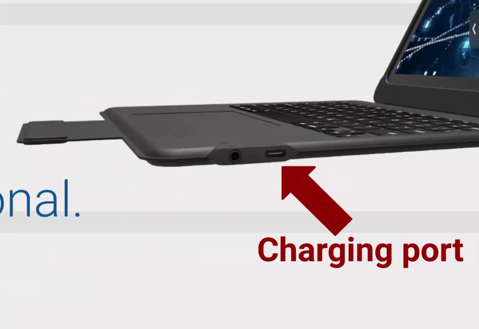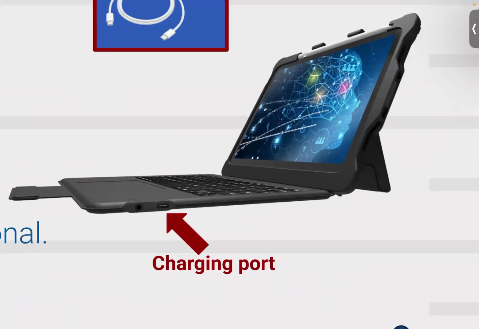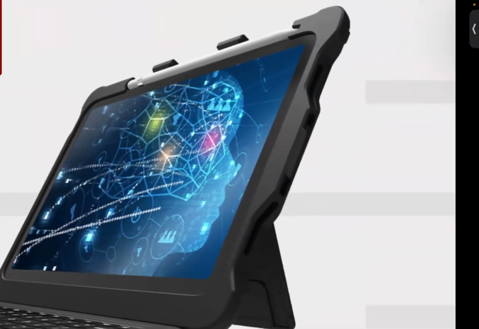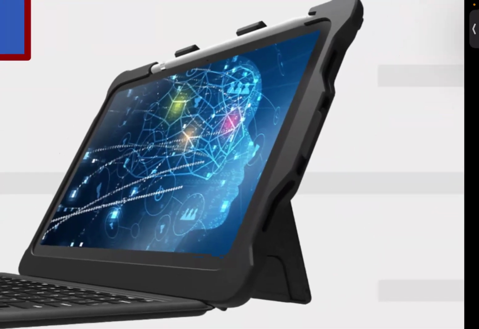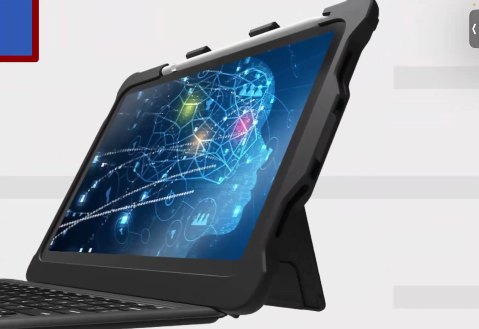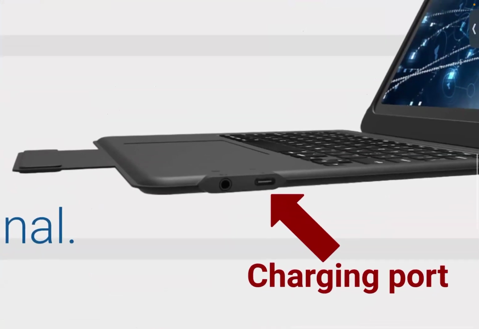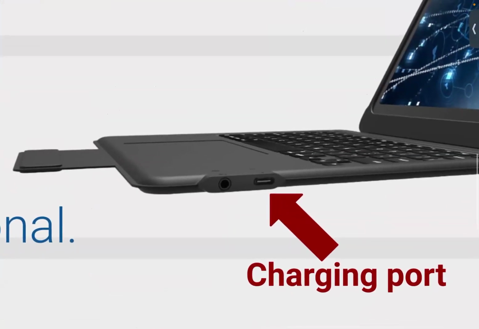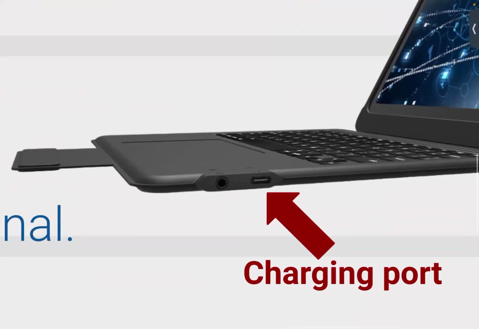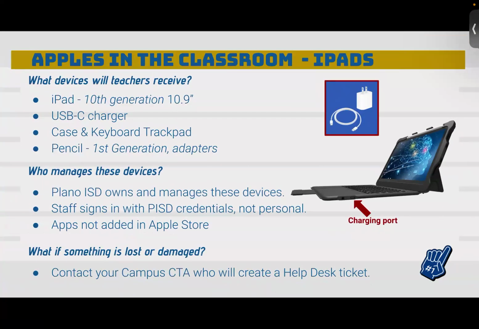On the side of your keyboard is the charging port. I know it's normal to try to go over on this side to open up this little doohickey and try to charge. If you do that, it just takes forever to pop on and pop off. So we are letting people know that you can charge from the keyboard, and so it's very easy to do. If anything is lost or damaged, contact your CTA and they will create a help desk ticket to get that taken care of, to get it replaced.